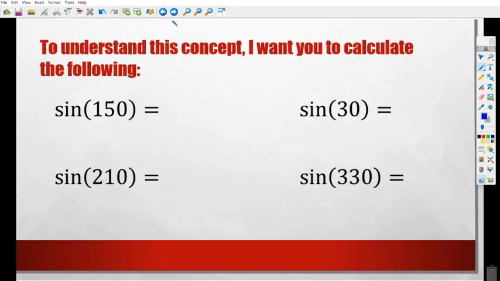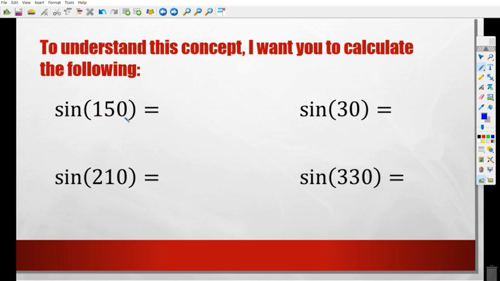What is it? Firstly, I want you to find all of these values for me. Just pause the video quickly, get out your calculators, find all these values, and we're going to now analyze the answers that we get. I've assumed you paused the video and have done it already.